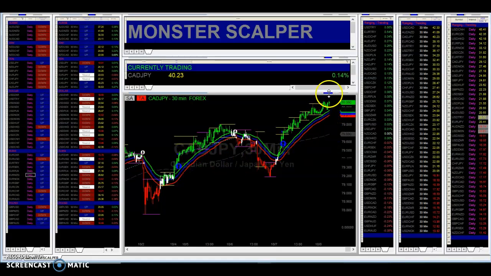If price moves higher and creates another support and resistance line, and that's yellow, and it breaks that line, we will add a fourth position to that trade. Okay, hope this helps.